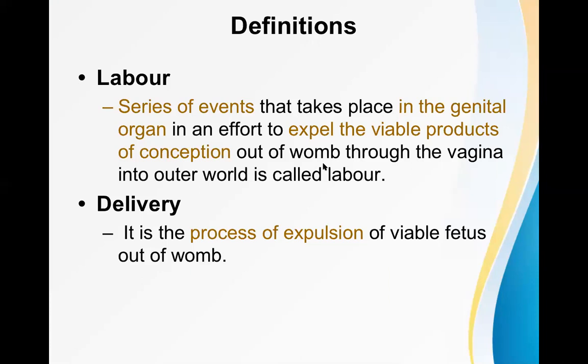Labor is not a single process or phenomenon. It is a series of events. Delivery is a part of labor. Remember this. So labor has got different stages: first stage of labor, second stage of labor, third and fourth stages of labor. What happens exactly in labor? It has a series of events which takes place in the genital organ of the mother, and the objective of that labor is to expel the baby outside. That is labor.